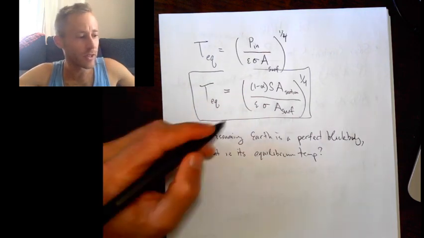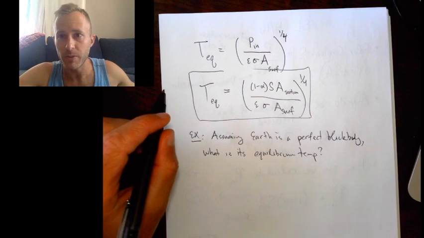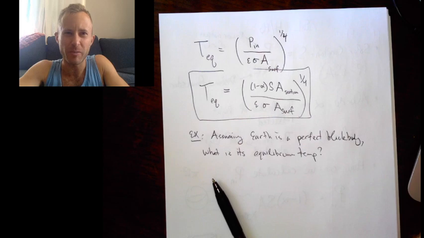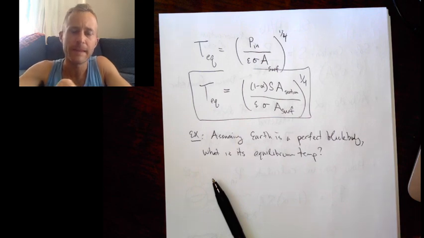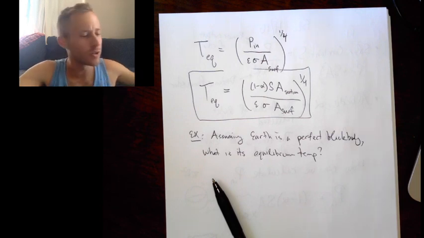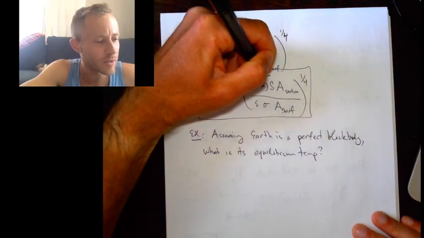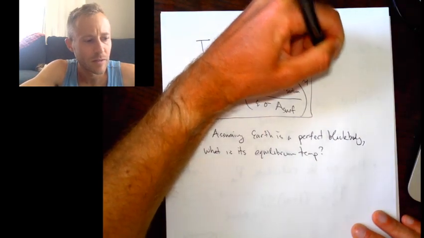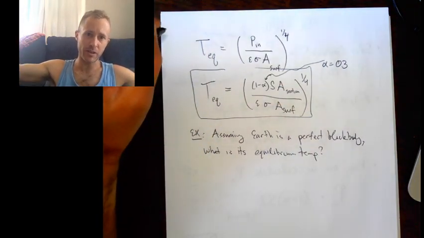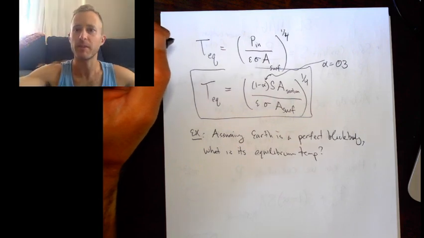Okay. So first thing I need to know is, what is the albedo of Earth? Okay. Let me look it up because I can't remember what it is. I think it's about, I want to say it's 30% albedo of Earth. Yeah, 35%. Okay. So the albedo of Earth is 0.3. So it reflects 30% of the light that hits it. It absorbs 70%.